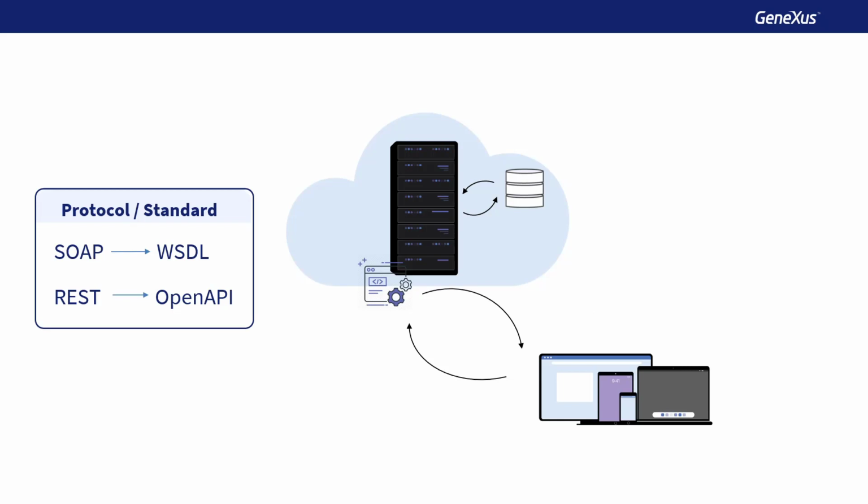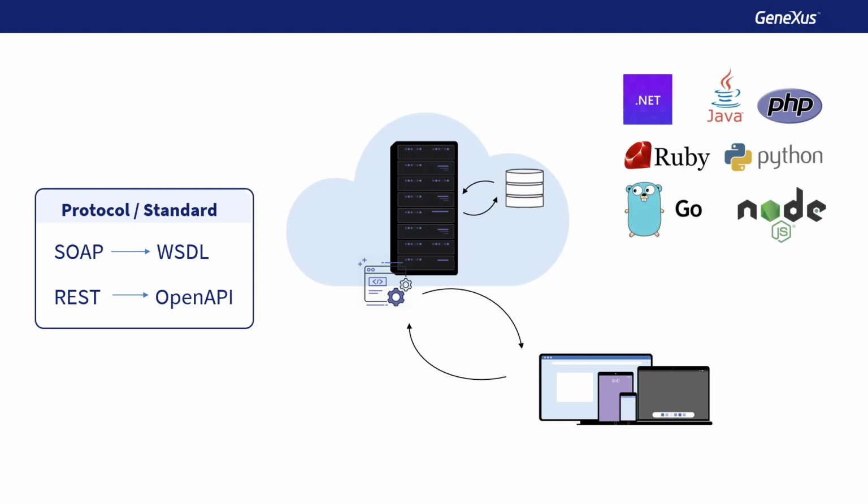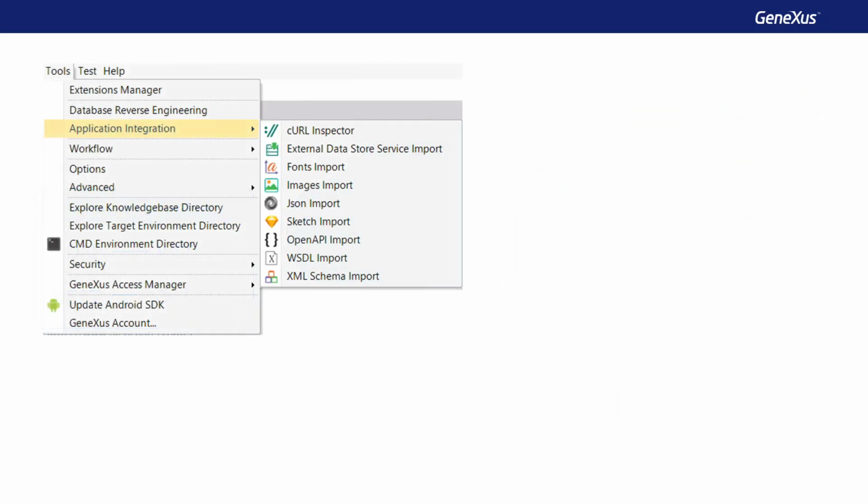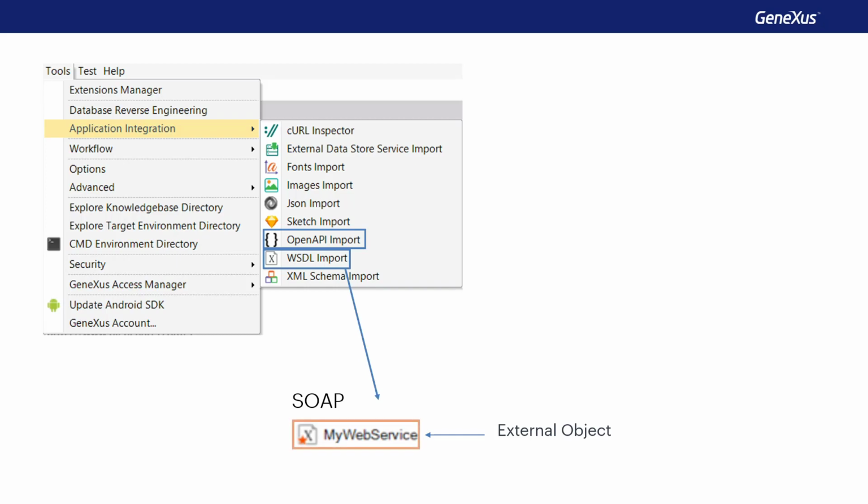GeneXus allows consuming web services that have been developed in any programming tool or platform with SOAP or REST protocols. To integrate a web service into a GeneXus application, go to Tools, Application Integration, select WSDL import if the web service follows the SOAP protocol, and Open API import if the web service has a REST architecture. This will trigger a wizard that will vary depending on the type of web service selected. Finally, if the web service is SOAP, GeneXus will automatically create an external object associated with the web service and the structured data types required for managing its data.